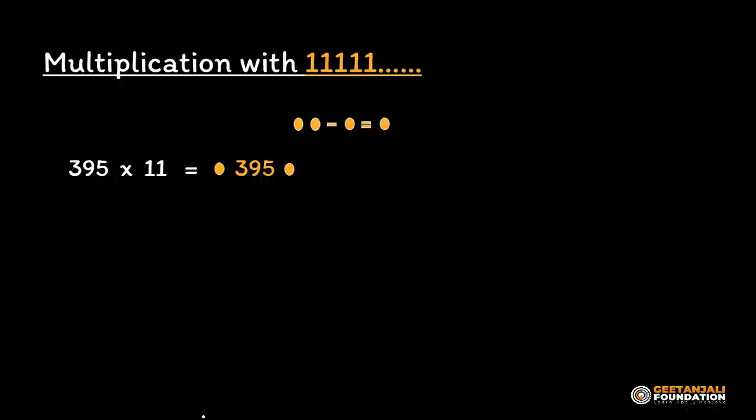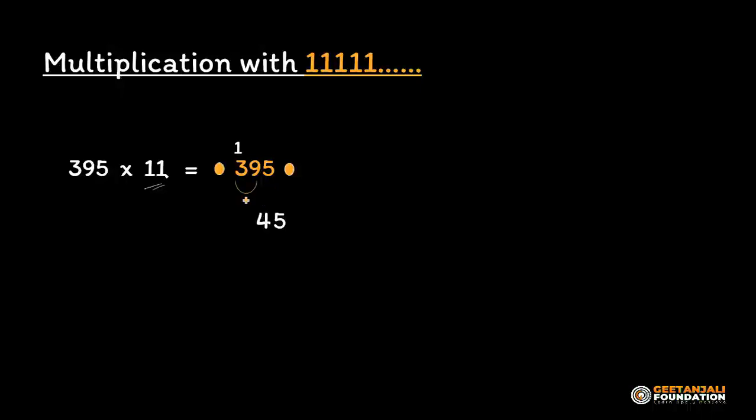How many numbers do you add, starting from the rightmost? 2, because there are 2 ones in your multiplier. So start adding from the rightmost corner. 5 plus dot, which is 0, so 5 plus 0 is 5. 9 plus 5 is 14. But you will write only 4 here, and 1 carry.